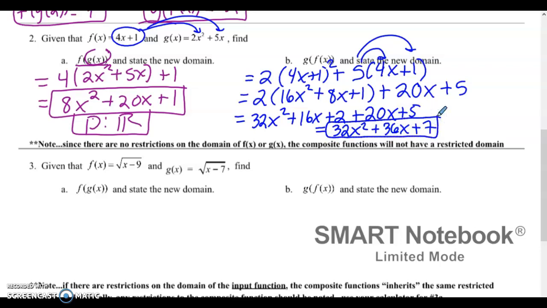You do need to think about domain restrictions, but we have ended up with a quadratic. I started off with a linear and a quadratic, and none of those have any domain restrictions. So our domain here is still going to be all real numbers. Okay?